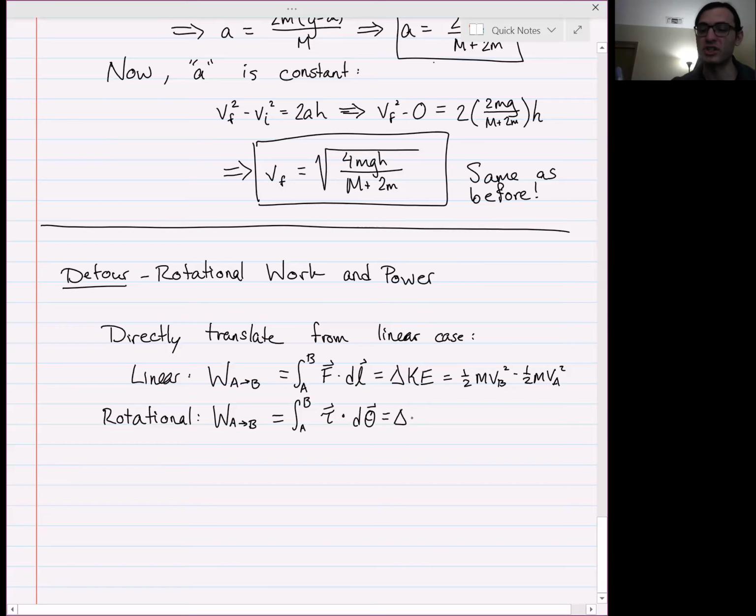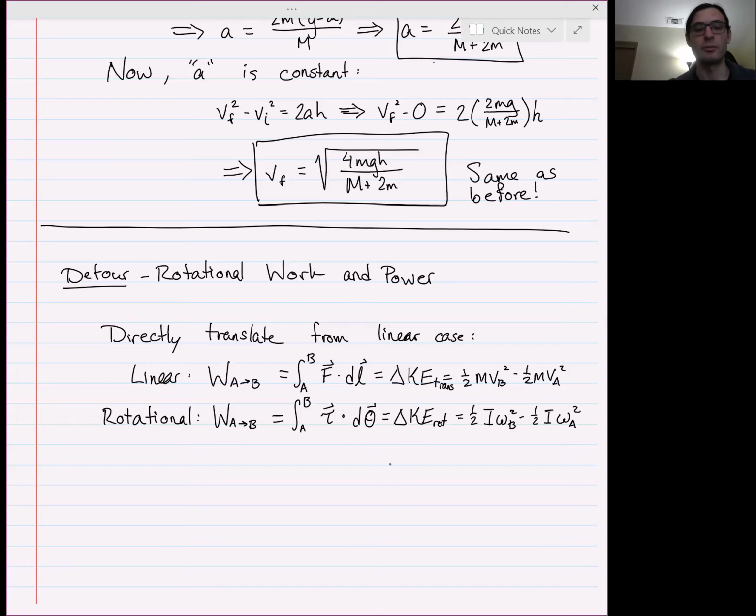And this is equal to the change in rotational kinetic energy. I'm going to put rotational there, and I'm going to put translational here, which we know the formula for. It's 1/2 I omega_b squared minus 1/2 I omega_a squared. So all we did is substitute in the variables that are appropriate, and everything works out the same.